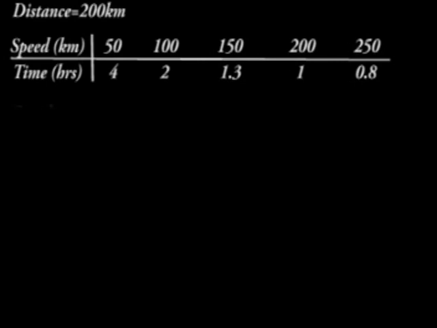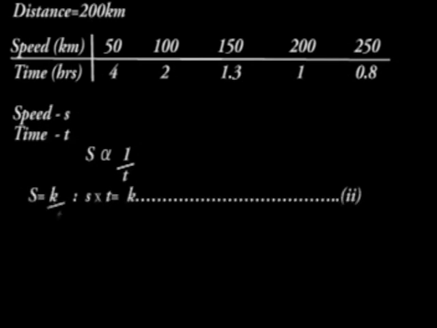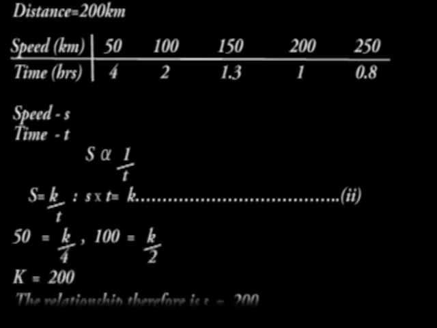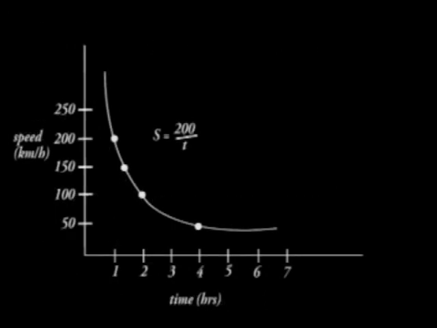Let's find the relationship. If speed is s and time t, s is proportional to 1 over t. Therefore, s = k/t, which means s times t is k. Taking any two pairs, 50 = k/4, and therefore k = 100. Hence, the relationship is s = 100/t. When plotted, we obtain a curve as shown below. The curve approaches both axes but never touches them. This behavior is called asymptotic.